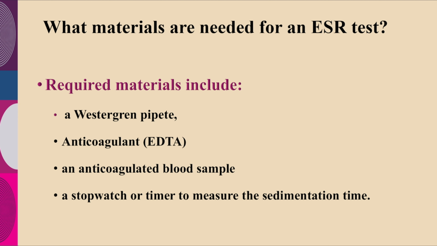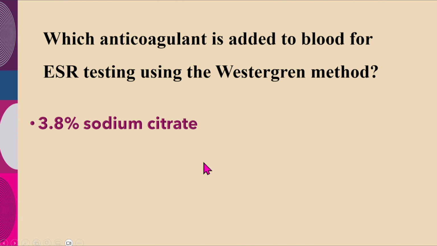Mostly we use sodium citrate solution. Which anticoagulant is added to the blood for the ESR testing using the Westergren method? For the Westergren method, we use 3.8% sodium citrate solution as an anticoagulant.